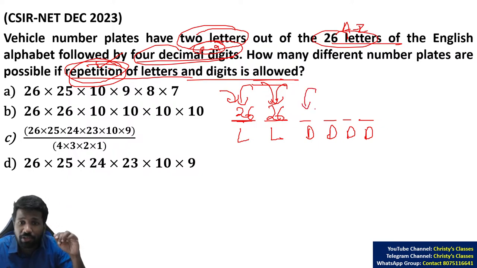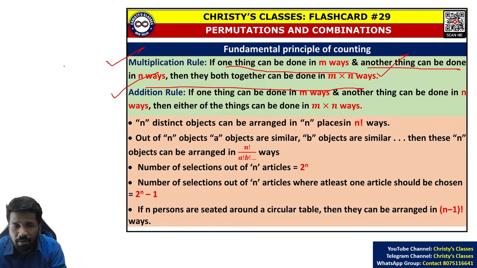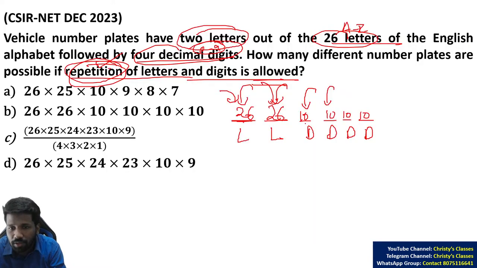Now here there should be a digit. Digits means 0 to 9, 10 possibilities for that. Here also 10, here also 10, here also 10. Then you have to use the fundamental principle of counting, the multiplication rule. That means the total number of ways will be 26 into 26 into 10 into 10 into 10 into 10. Option B is the answer.